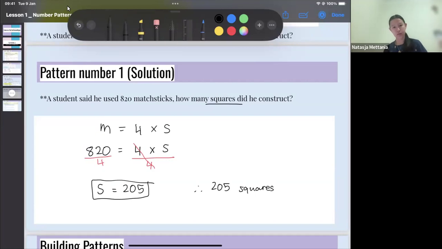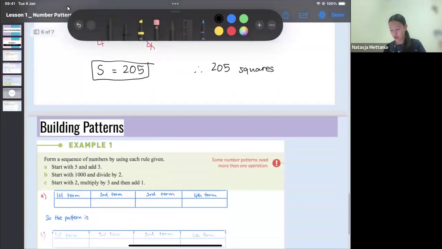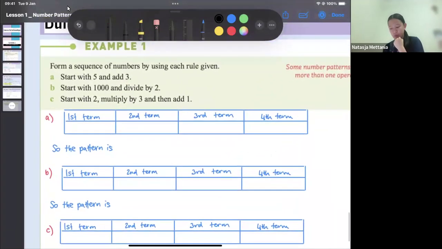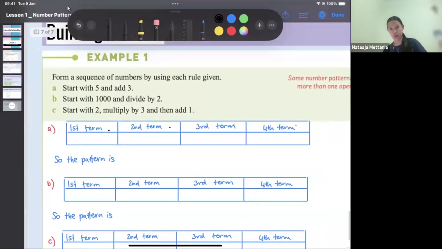Okay, that's it. We're going to go through our last example. Form a sequence of numbers by using each rule given. I'm going to go through only 2. I'll go A and C. Okay, so start with 5. So my first term, this is how your table of values should look like. First term, second term, third term, fourth term. That is your first number, your second number, your third number, your fourth number, basically.